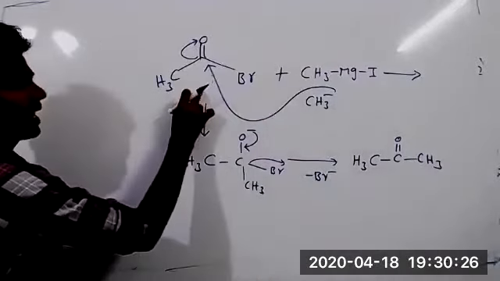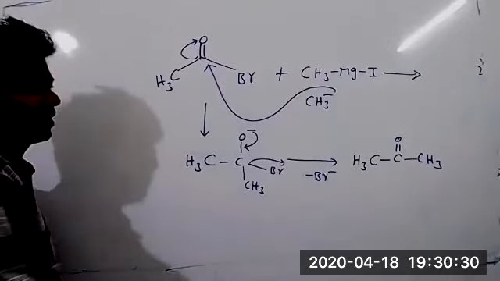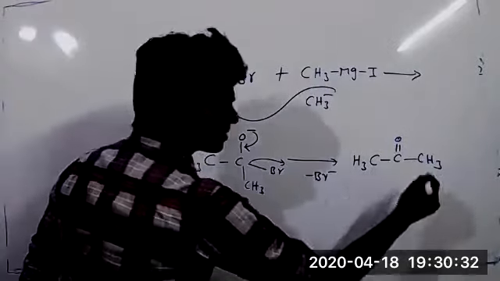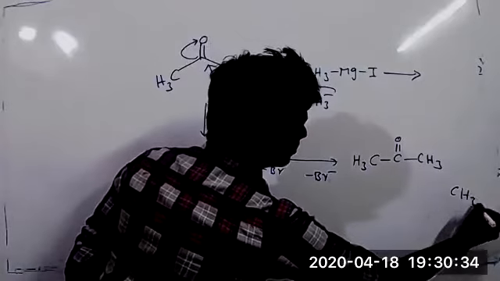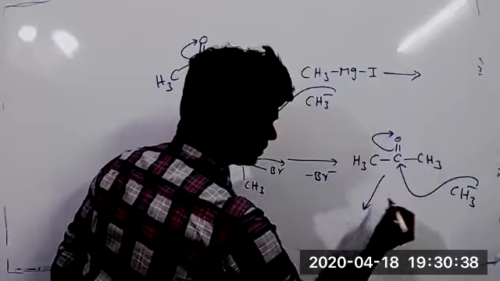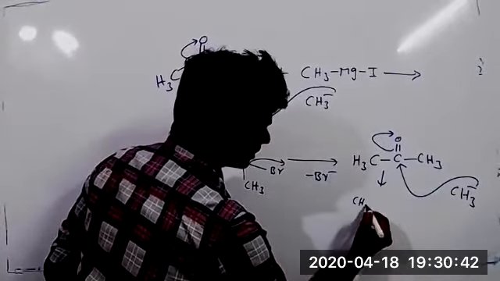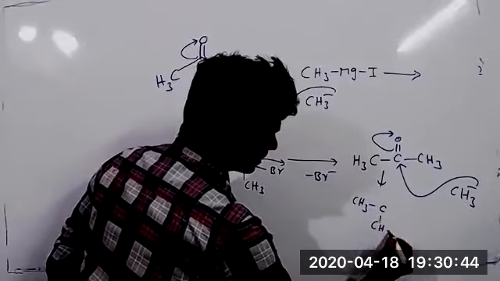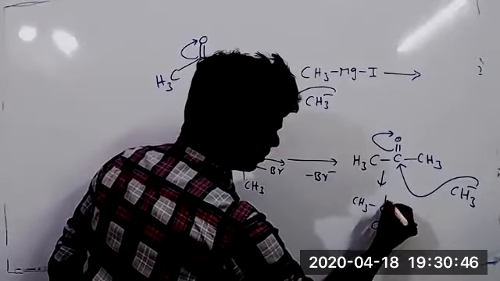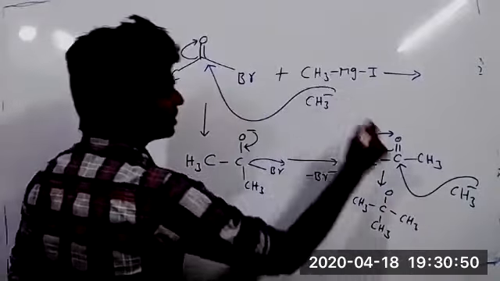But this substrate is treated with excess methyl magnesium iodide. So again CH3 minus attacks this carbon, the electrons shift, and it gives CH3, CH3, CH3 on carbon with O minus, which is linked to MgI.